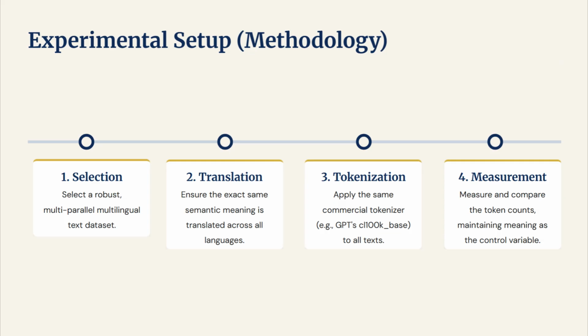To study this rigorously, the methodology follows four steps. First, select a robust multi-parallel multilingual dataset, one that contains the same content in many languages. Second, ensure exact semantic equivalence. We are comparing the same meaning across languages, so translation quality matters. Third, apply a consistent commercial tokenizer, specifically GPT's cl100k_base, to all texts. This controls the tokenizer variable. Fourth, measure and compare token count, treating meaning as the control variable and token count as the outcome. This setup is clean and scientific. By holding meaning constant and varying only the language, we can isolate the effect of language structure on token count and therefore on cost.